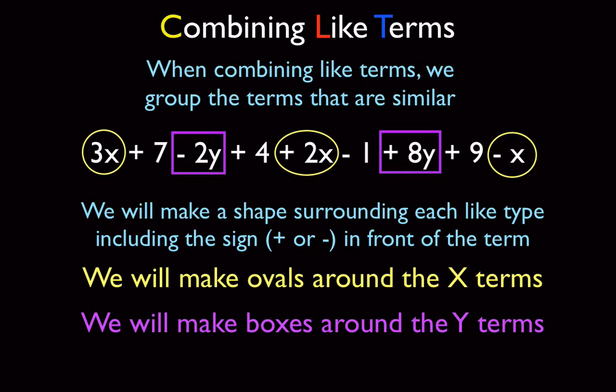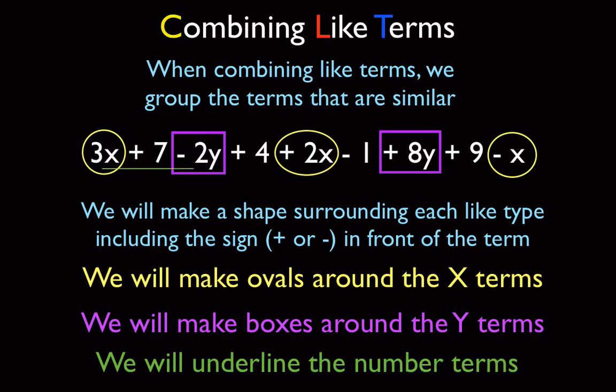Lastly, I'm going to go ahead and put a third thing and realize you don't have to use ovals or boxes. It's not like ovals are always x's or anything like that. It's just about giving it a shape to make it look to your eyes really obviously different. And the last one, I just went ahead and underlined. So I underlined all the numbers: positive 7, positive 4, negative 1, and positive 9.